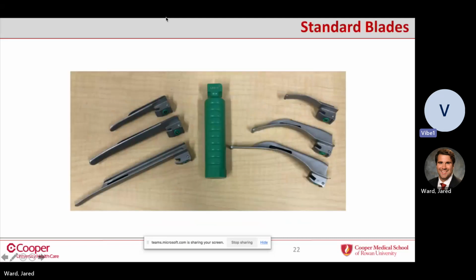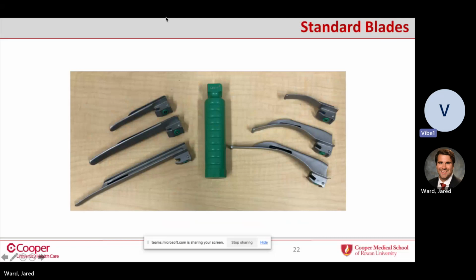So, Mac, Miller. I don't know if anybody in our current days uses a Miller. I'm not gonna lie. Just for babies, for pediatrics, that's really the only time. Most people are gonna be reaching for a Mac because it's easier to set in the vallecula. You don't have to scoop the epiglottis. There are times when you might need it.